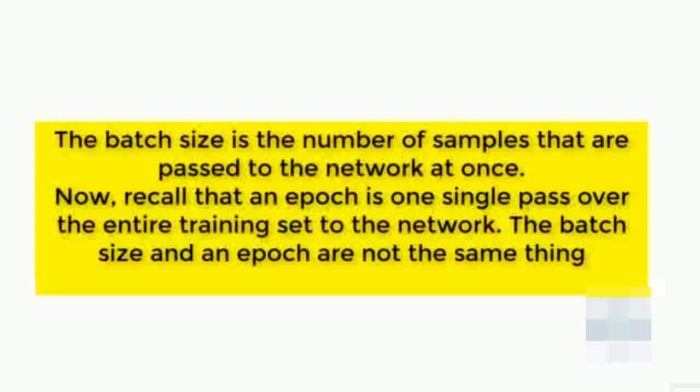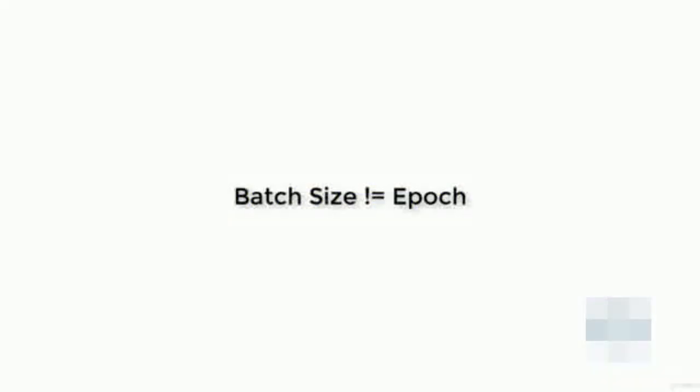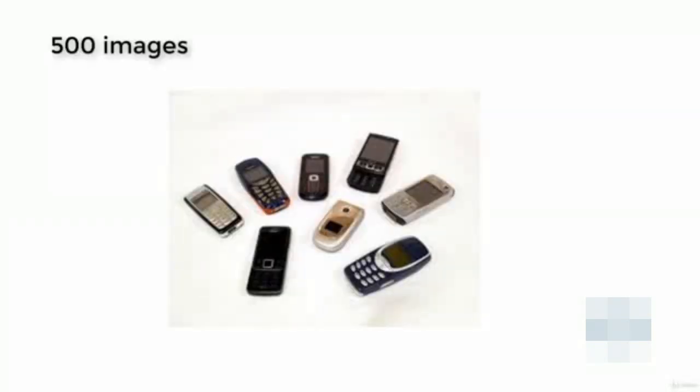Now recall that an epoch is one single pass over the entire training set to the network. The batch size and epoch are not the same thing. Let's illustrate this with an example. Let's say we have 500 images of mobile phones that we want to train our network on in order to identify different types of mobiles.